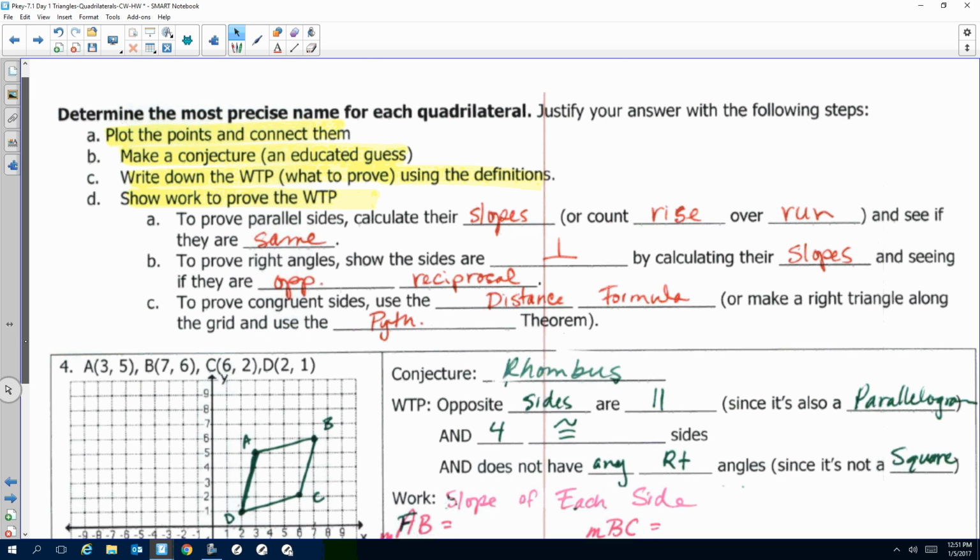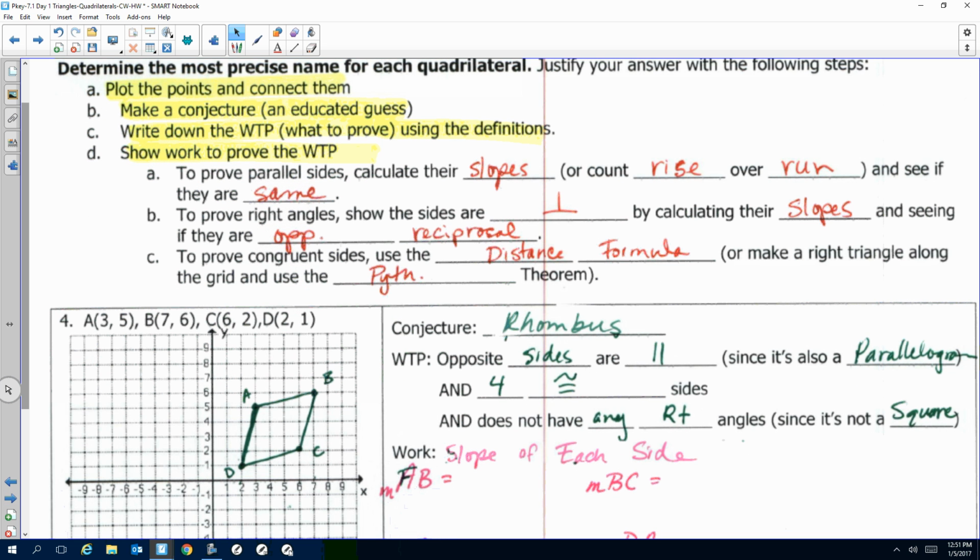Okay, so on this part, same process. We did triangles. Now you're going to look at quadrilaterals. So it's going to be the same process. Graph your points, connect them, make a conjecture about what you see on the graph. Then go back to your slopes. If we have parallel sides, we have same slopes. Look for opposite reciprocal slopes because that means we have perpendicular. And then look at your lengths to see if we have any congruent sides.